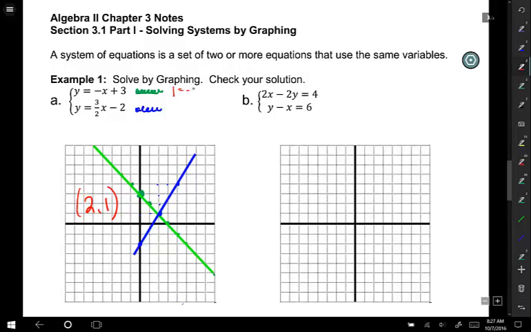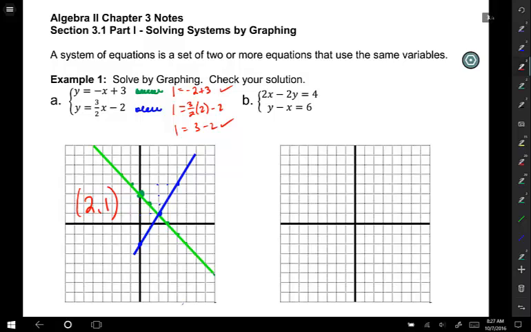Does 1 equal negative 2 plus 3? You bet. Does 1 equal 3 halves of 2 minus 2? Well, 3 halves of 2 is 3, and 3 minus 2 also works. So, does it check for both? Yes, and that's why it's a solution. So (2, 1) is our answer.